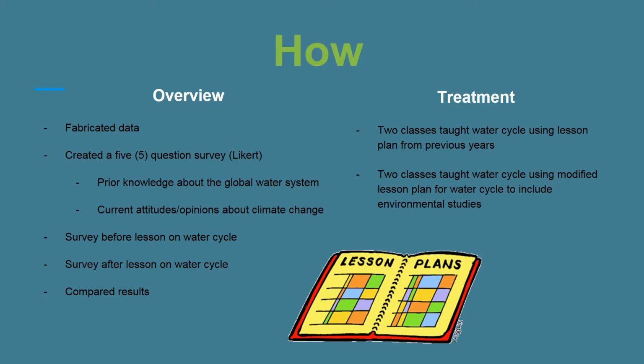In order to find out what current attitudes and opinions students have on environmental issues, I created a short 5-question survey and asked all students in 4 earth science classrooms to complete it prior to a lesson on the water cycle. Then I split the classes up and taught one using the same lesson plan that had been used in previous years, and then taught the others using a modified lesson plan that implemented environmental studies. Then I gave all the students the same survey again to see if their attitudes and/or opinions had changed.